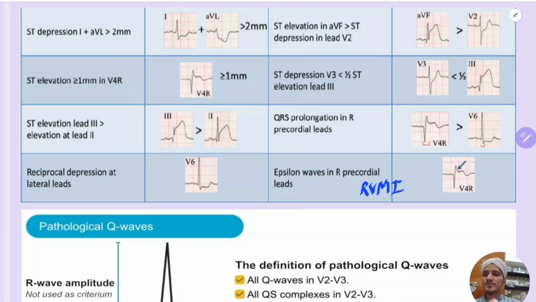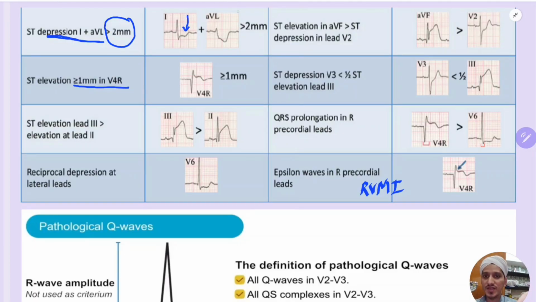Now you see here. So in right ventricular MI, what you will see, there will be ST depression in 1 and AVL. When the ST segment depression in 1 and AVL is more than 2 mm, you suspect right ventricular MI, and you confirm it by V4R and V5R leads. If there is more than or equal to 1 mm elevation in V4R, that confirms right ventricular infarction.